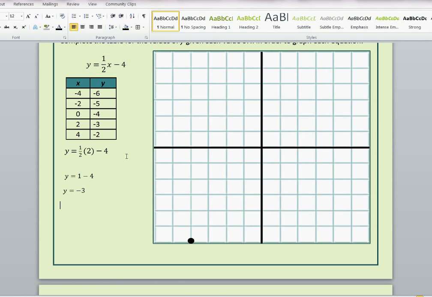All right, so here was our first point that we plotted. Let's copy that and paste it right here. So we're going to be going to negative 2, negative 5. 1, 2, 3, 4, 5, which is going to be right there. We are going to take the next one, and I believe we already said it's going to be at 0, negative 4. It's going to be like that.